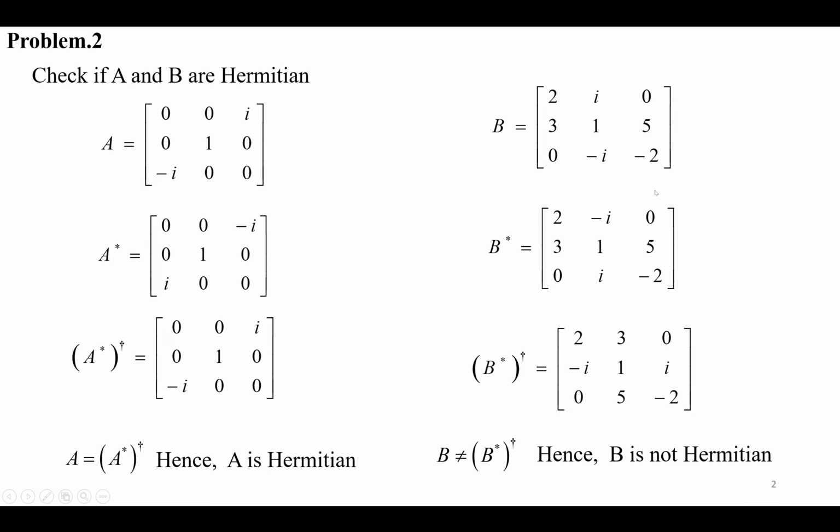Your B star will be, just take the complex conjugate of the matrix. That will give you 2, minus i, 0, 3, 1, 5, 0, i, minus 2. Now take the dagger, that is rows into columns and columns into rows. So that will give you 2, 3, 0, minus i, 1, i, 0, 5, minus 2. You compare the first matrix and third matrix, that is B with B star dagger. They are not equal. So we can say that B is not a Hermitian matrix.